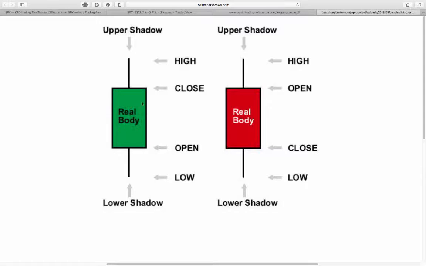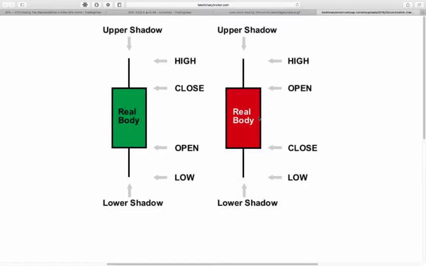So in the green case, green is good. Green means that the price rose or has risen. If we take a look, we can see that in the green candle, we have a high up here, we have a close, we have an open and a low. And the close is above the open, which means that the price was higher at the close than it was at the open.